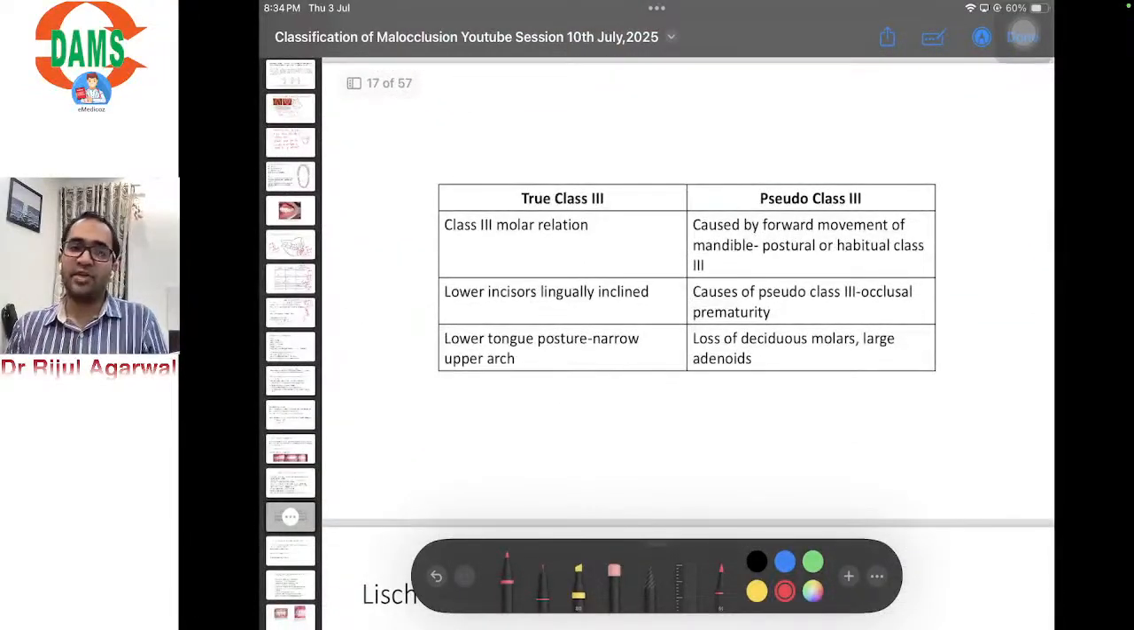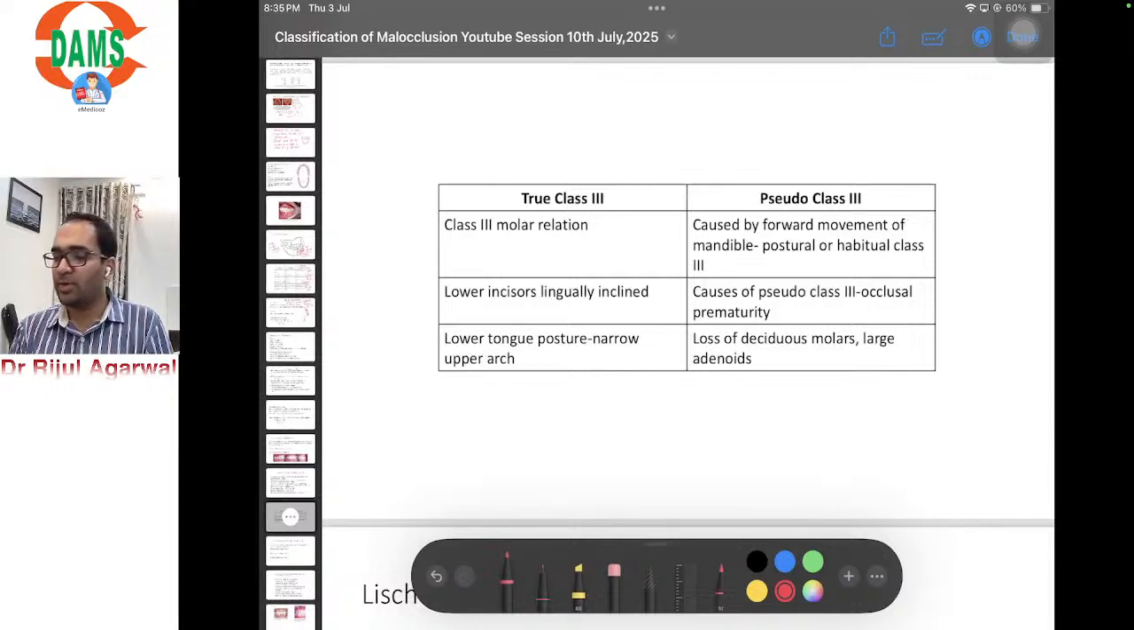So these are the differentiating features between true and pseudo class 3. True class 3 molar is caused by lower incisors that are lingually inclined and a lowered tongue posture because of the narrow upper arch. Pseudo class 3 is caused, as I told you, by forward glide or movement of the mandible into postural habitual class 3, also known as habit, because the patient becomes habitual to closing in the forward position.